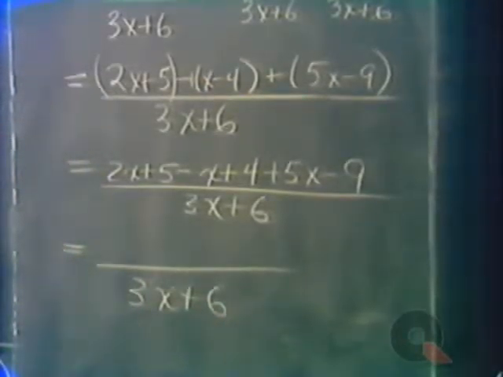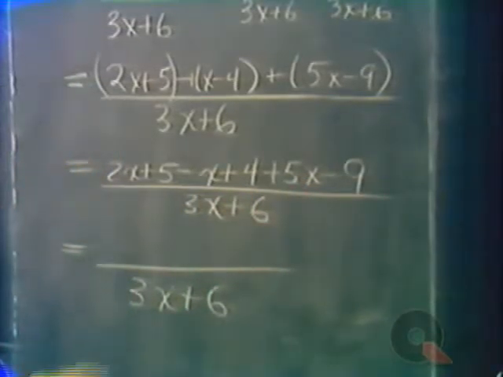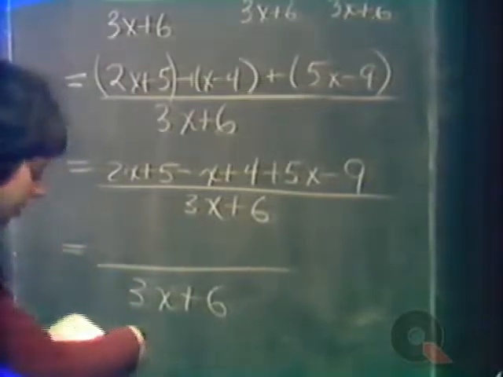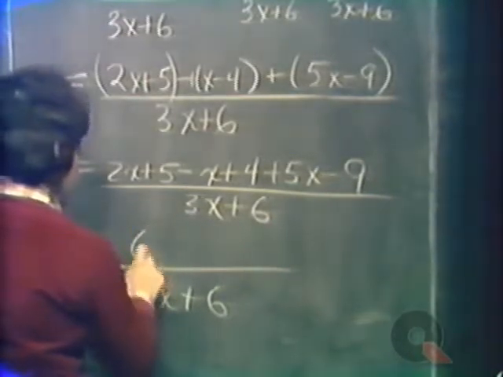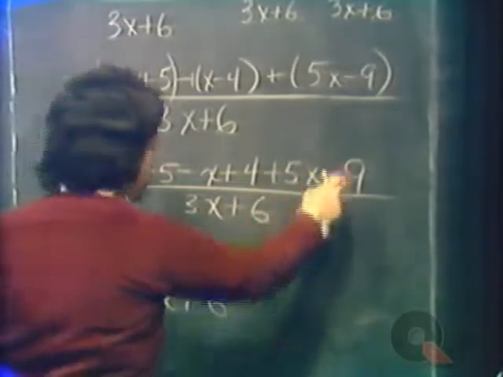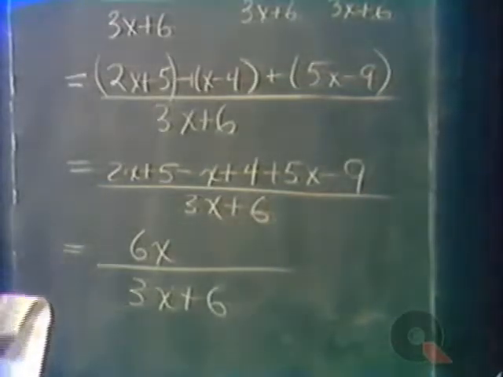Upstairs, let's collect the like terms. We have a 2x, a minus x, and a plus 5x. 2x minus 1x gives us 1x, plus 5x gives us 6x. Plus 5 plus 4, that's 9, minus 9 gives us 0. So we have 6x over 3x plus 6.